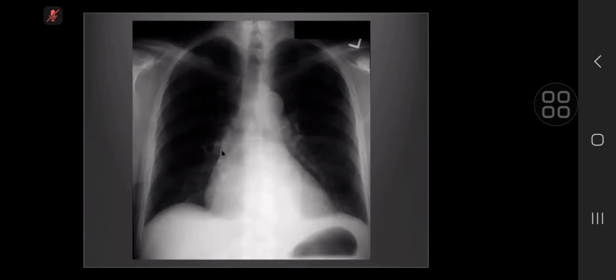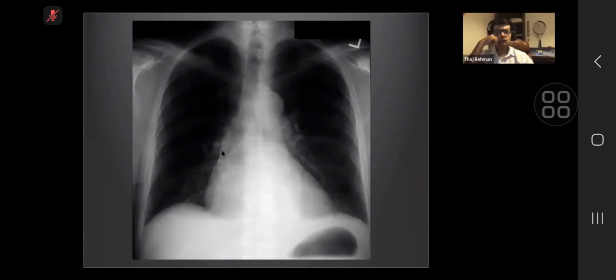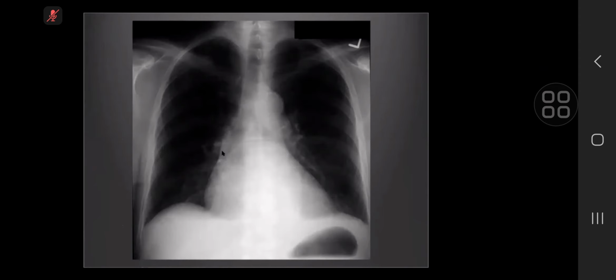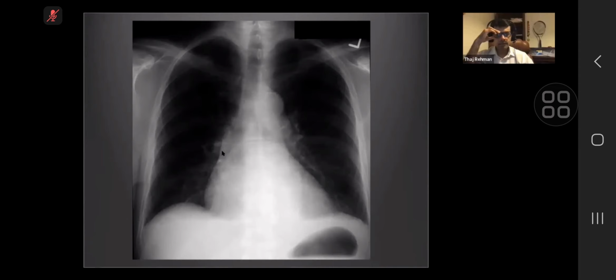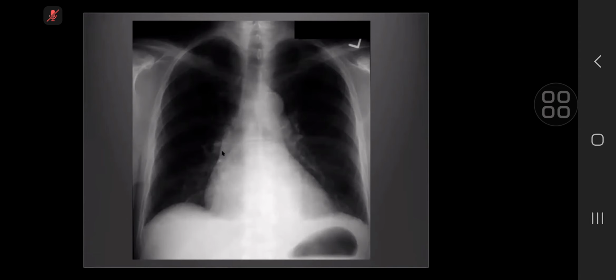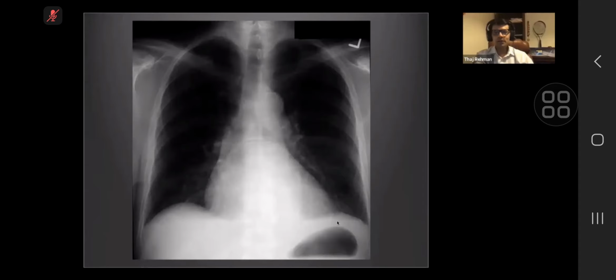So on this frontal radiograph, there's no focal collapse or consolidation. Lungs are fine. Bones and soft tissues are fine. Ignore the heart, ignore the hila. There is an increased distance between the left dome of diaphragm and the gastric air bubble.